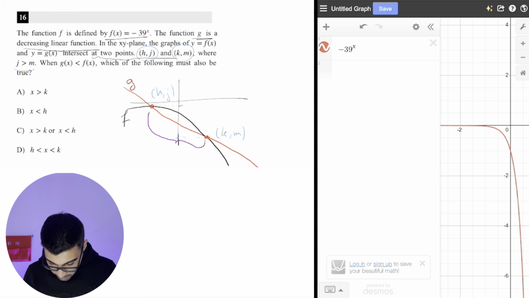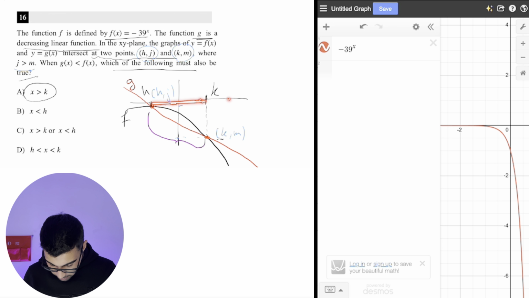Okay, here which of the following must be true? X is larger than k. So x is larger than k? No, x's are smaller than k. K is here, so you see k at this point is gonna be here, and here is h. So what we have here, it's this part.